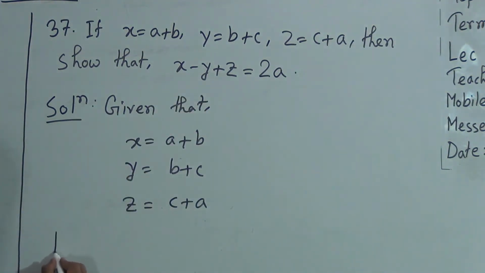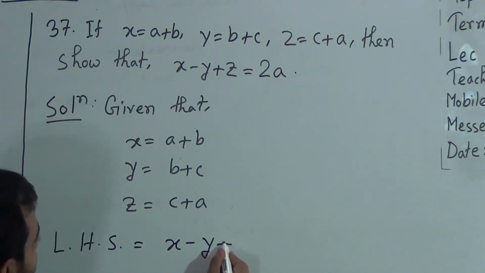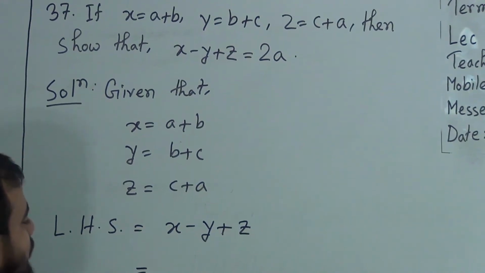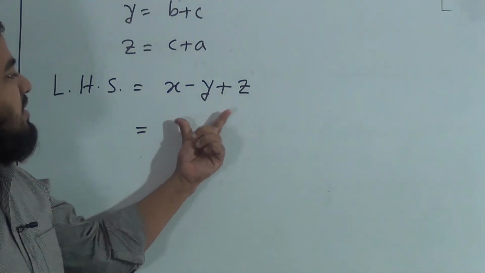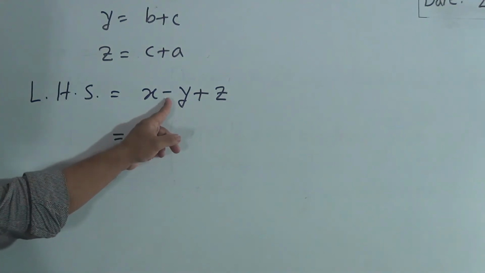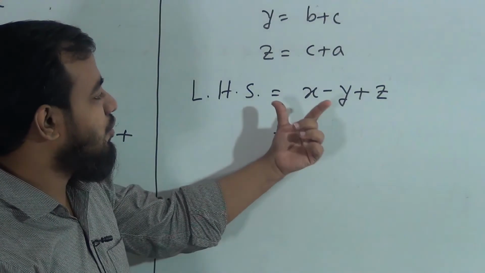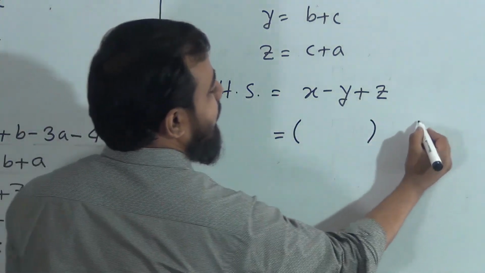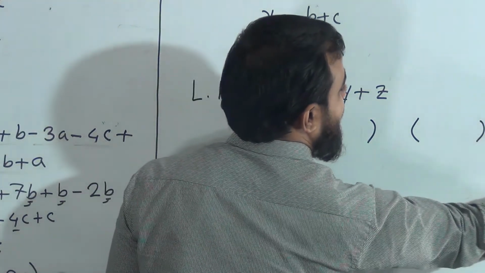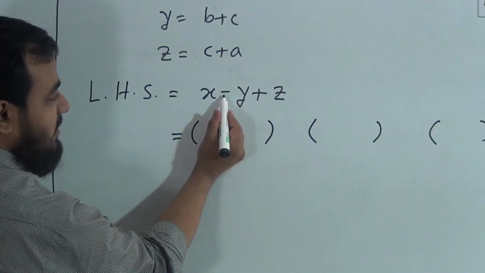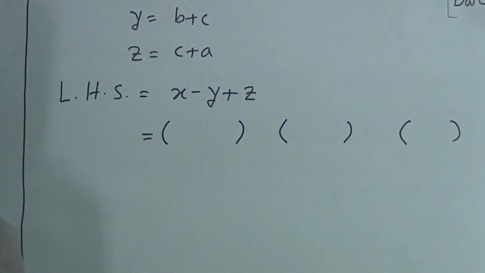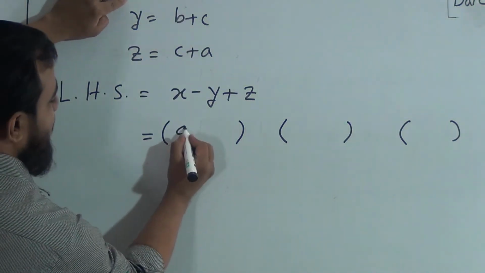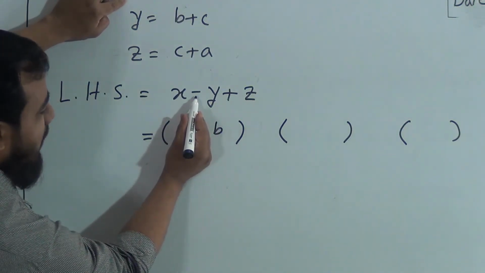So our left hand side is equal to x minus y plus z. Now what should we do? We should put the values of x, y and z here, but there is a minus sign in front of the y. That is why we should use brackets for putting the values of x, y and z, because this y has a minus sign in front. Otherwise our calculation will be wrong. The value of x is what? a plus b. Write down a plus b here. Then which sign appears? It's a minus sign here.